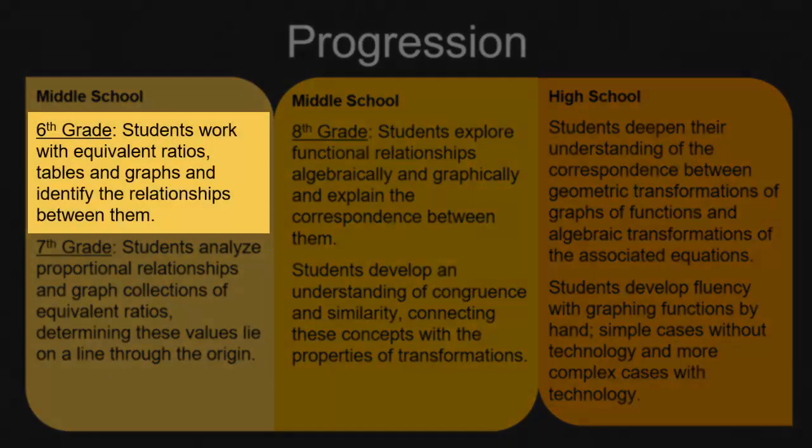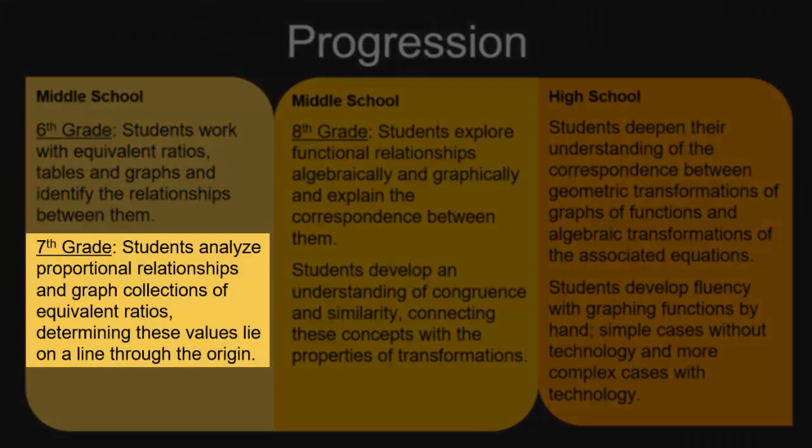In 6th grade, students work with collections of equivalent ratios and gain experience with tables and graphs and the correspondence between them. In 7th grade, students analyze proportional relationships and graph collections of equivalent ratios, determining these values lie on a line through the origin.